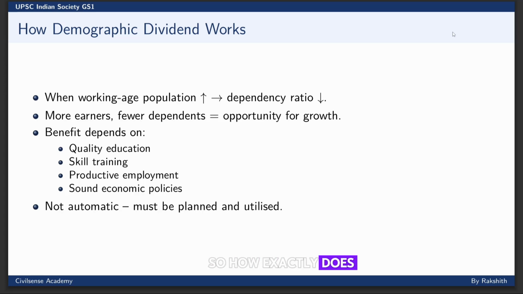So, how exactly does this demographic dividend work? When a country has more working people and fewer dependents, the dependency ratio declines. This means fewer children and elderly people are dependent on each working individual. As a result, household savings increase, government spends less on basic welfare, and more money is available for investment and growth. However, here is a crucial point. Demography only creates potential. Whether that potential turns into growth depends on education, skill development, healthcare, and job creation. If young people are educated but unemployed, frustrated, or unhealthy, then the demographic dividend can easily turn into demographic disaster.